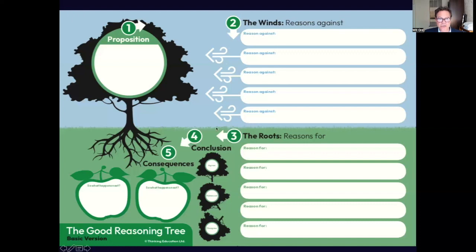So they conclude what they think the reasons for and against weigh up as, and then they think of consequences. Having concluded that, what do we think happens next? Let me give you a practical example to put flesh on the bones.